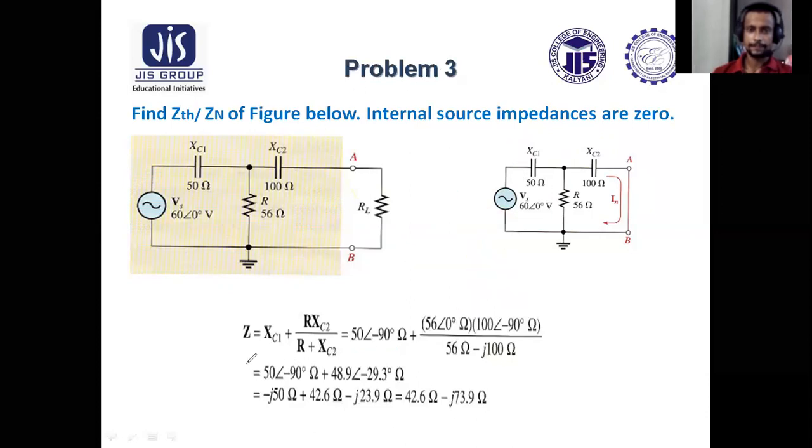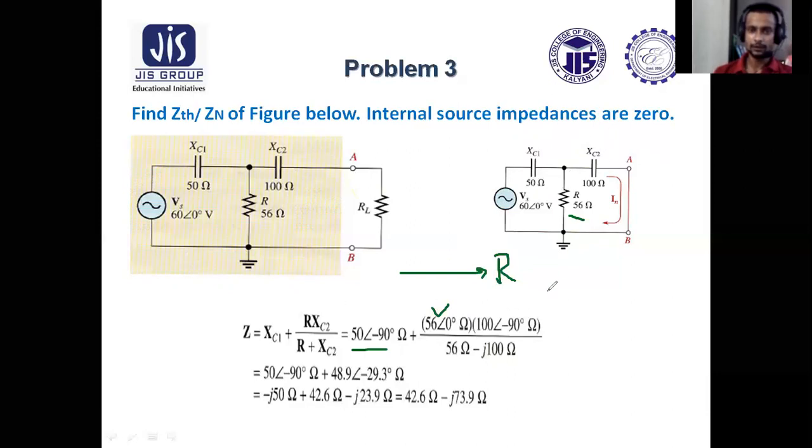Now, XC1 is 50 angle minus 90, R is 56 angle 0. R is always in parallel to the x-axis or reference axis, so it will have 0 degree phase angle all the time. The reactance offered by a capacitor, that is capacitive reactance XC, will be associated with minus 90 or minus J, and XL, that is inductive reactance, will be associated with plus J or plus 90 degree angle.